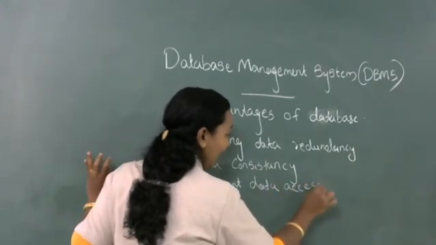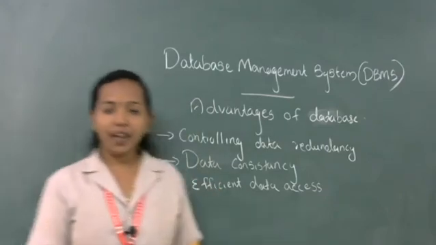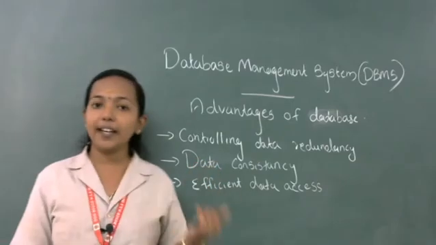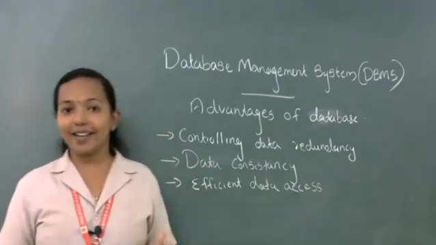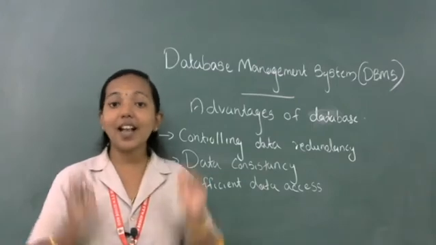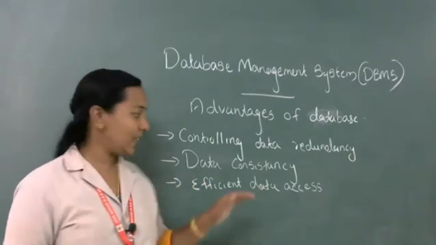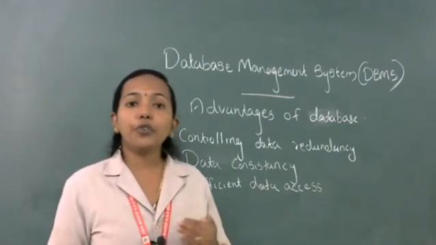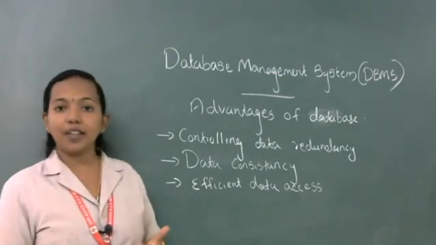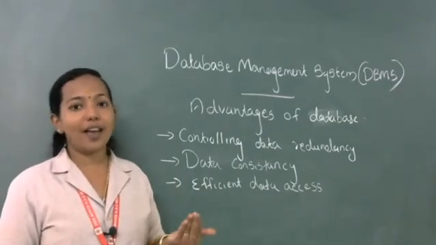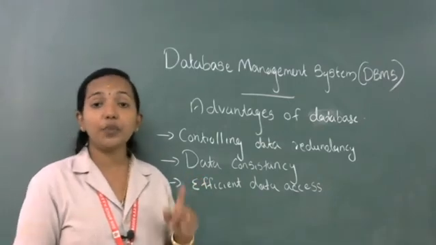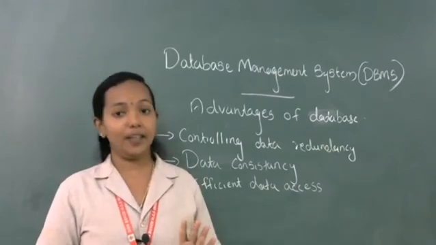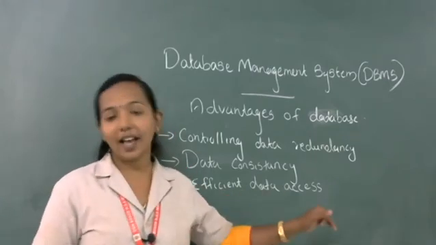Then the third advantage is efficient data access. In the second advantage we already mentioned that, by controlling data redundancy, all the data is very consistent, or very real. Third, efficient data access. If data is present in the database, the users want to access it. So to access data from the database, you want to give some kind of security level. That means the information should be clean and clear. That is known as efficient data access.